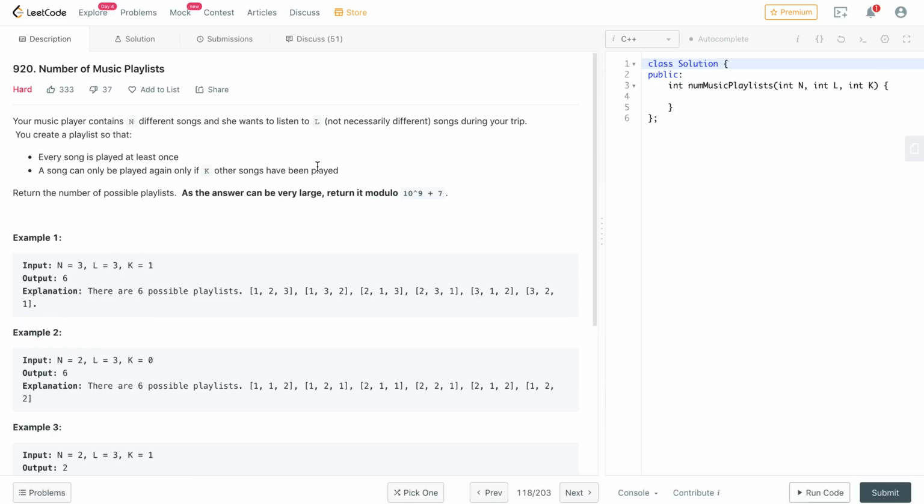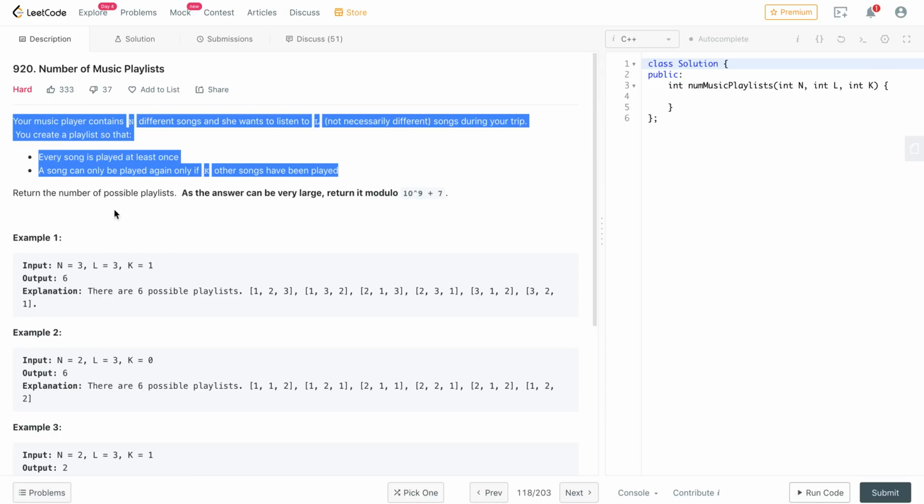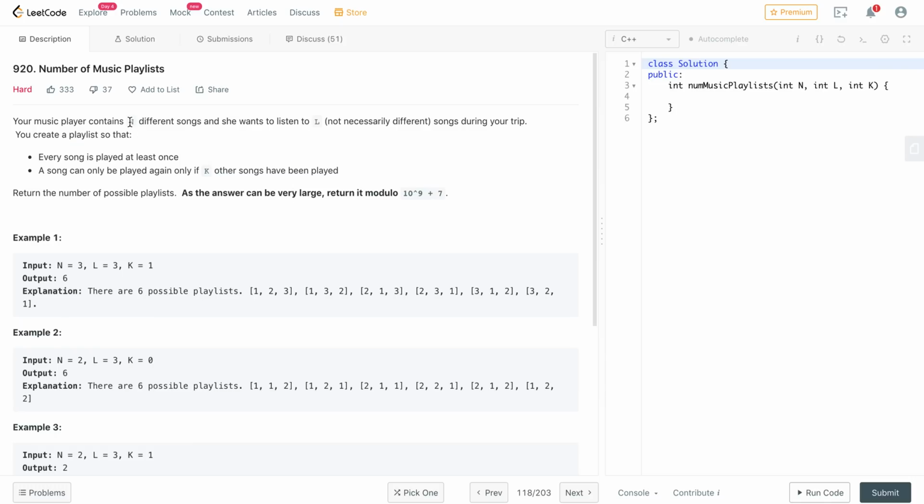So what we need to find is the number of possible playlists that we can build for a given n, l and k. That means for a given number of different songs, and a playlist of length l with k also being given, what's the number of possible playlists that we can build?